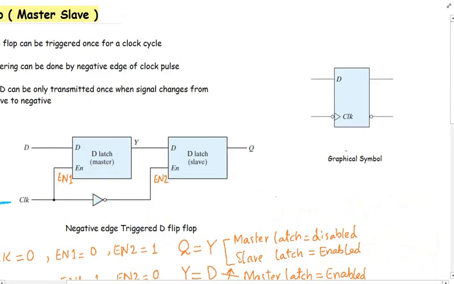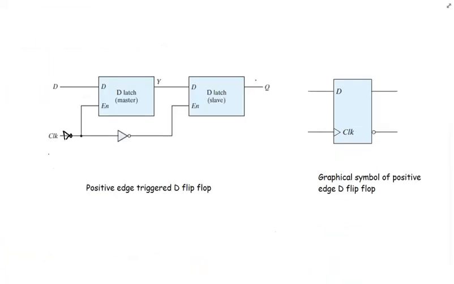The graphical symbol of a D flip-flop is shown here. It resembles the graphical symbol of a D latch, but we have a triangle which shows that this circuit is triggered by an edge. This bubble shows that this one is a negative edge triggered D flip-flop. A negative edge triggered D flip-flop can be easily changed into a positive edge triggered D flip-flop just by putting a NOT gate at the input of the clock signal.